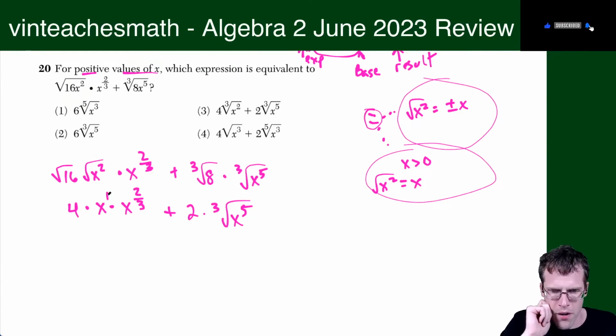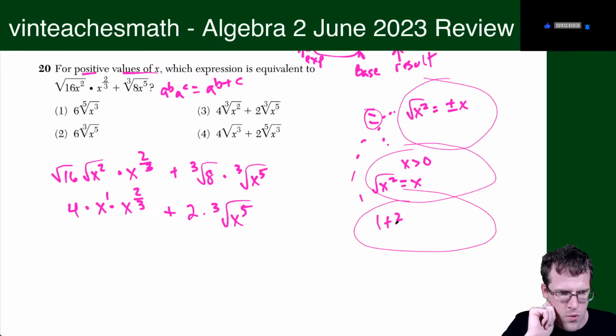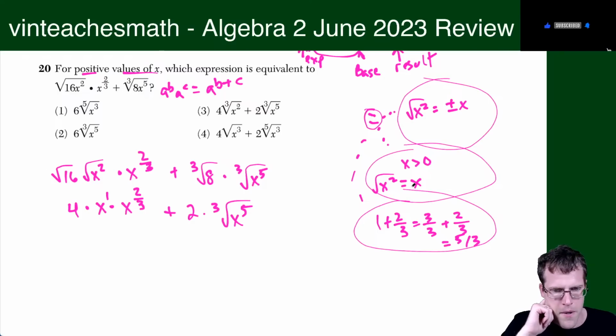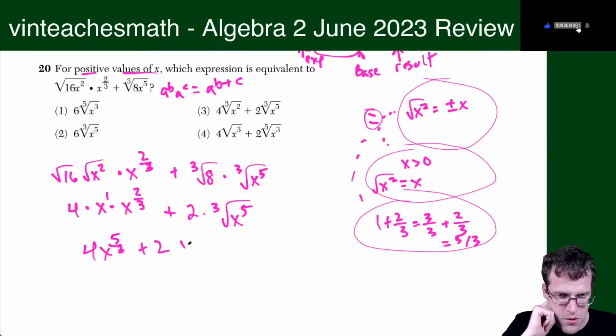And here I would add, right? When you have a to the b times a to the c, that's a to the b plus c. So if I do 1 plus 2/3, that's 3 over 3 plus 2 over 3, which is 5 over 3. So this is 4x to the 5/3, plus I'm going to call this 2x.